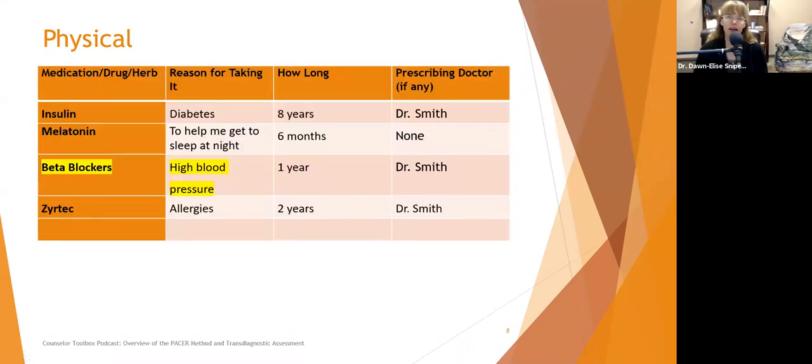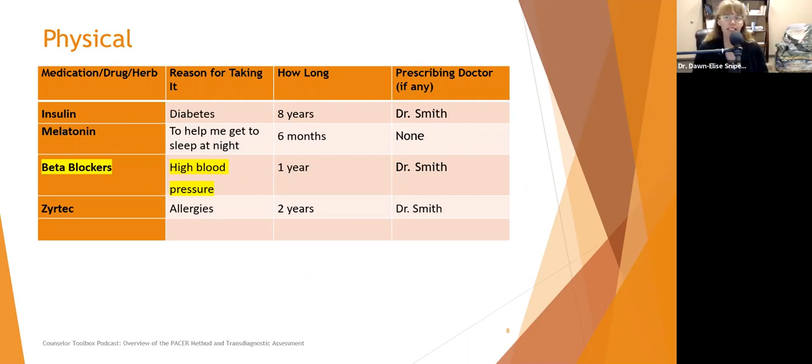What medications is he on? Well, he's on insulin for his diabetes. He's been on it for 8 years, and he sees Dr. Smith too. All of our clients are going to see Dr. Smith. He does take melatonin to help him get to sleep at night. He's been taking it for about 6 months. He doesn't have any prescribing doctor, hasn't talked about it with his doctor, remembering that he's got sleep apnea. So it's something certainly to encourage him to talk with his doctor about whether that's safe for him to be doing and whether it's having any side effects. I wouldn't think it would be a problem, but I always encourage people to be forthright with their physicians.